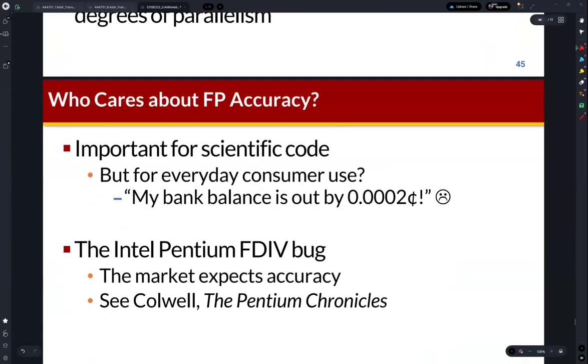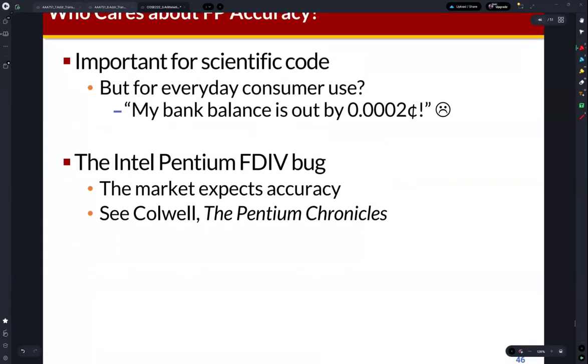And also, the old Intel Pentium CPU had the floating point divide bug. Okay, this bug is very popular, right? So if you are interested, you can read this article.